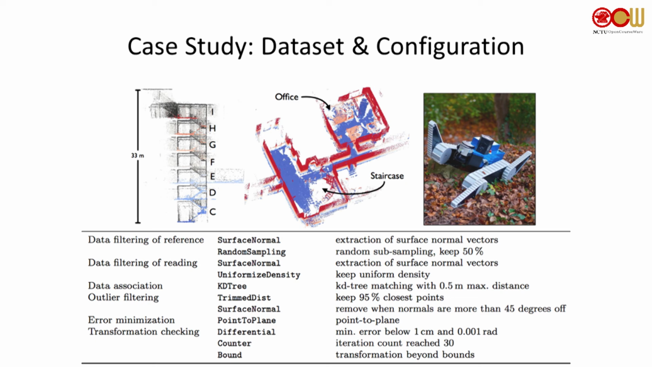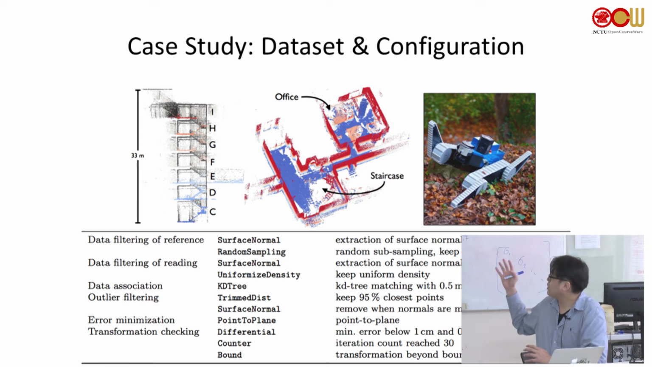Suppose you could not find any close point between the two data sets. And for outliers, it will keep the 95% closest points. Also it tries to remove the normals that are more than 45 degrees, and it uses point-to-plane as the error minimization. Finally, there is another check called transformation checking, where a minimum error below 1 cm and 0.001 radians will be excluded, and the iteration count reaches 30.